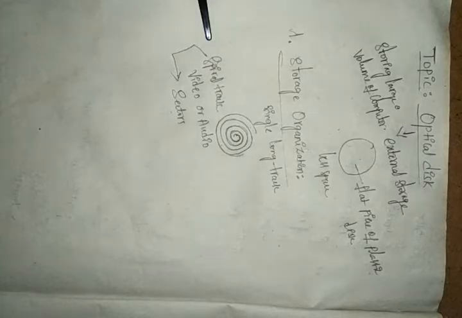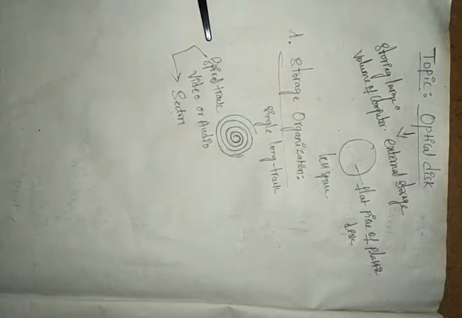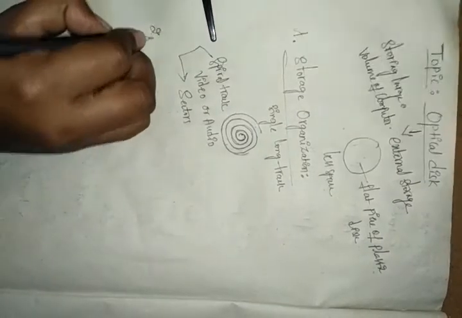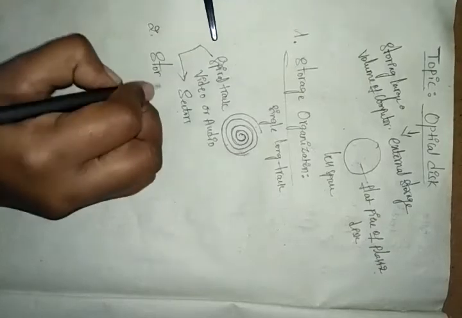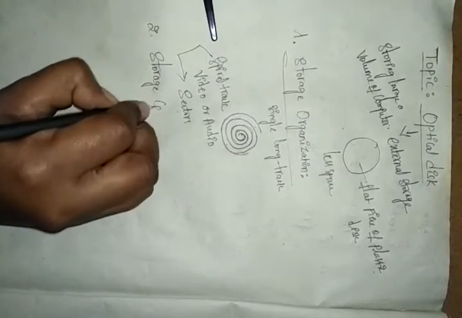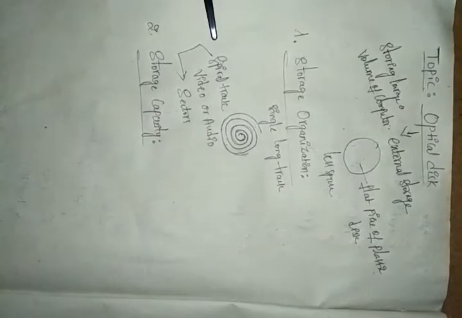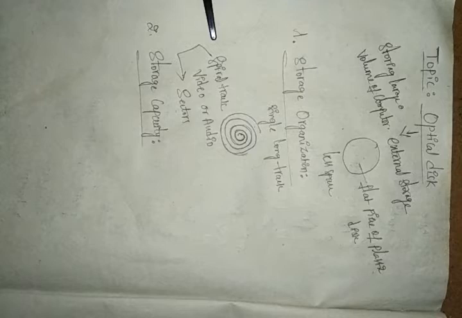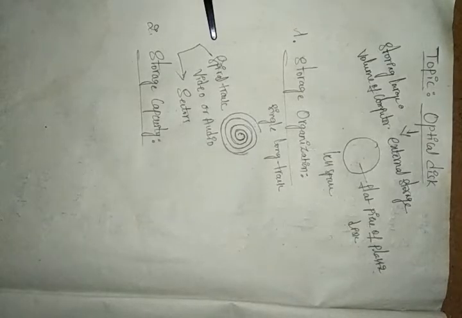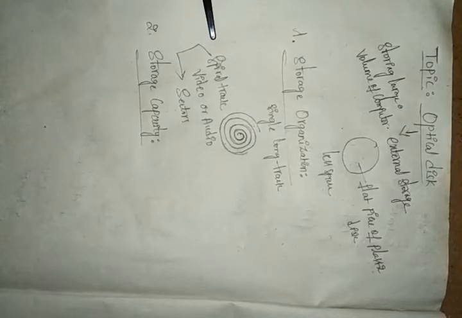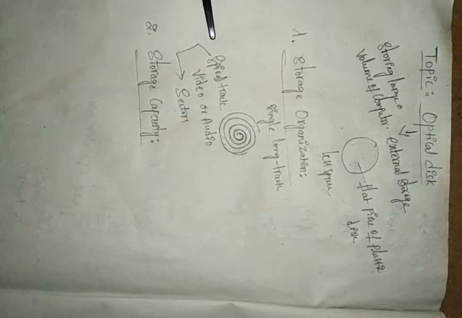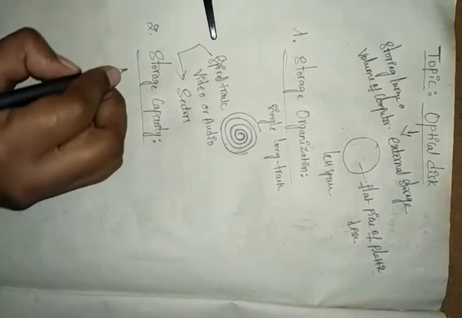Next we have the storage capacity. Yes, we are organizing, but what capacity do we have for the storage? Second one, we have the storage capacity. An optical disc has a very low cost per bit of storage capacity.